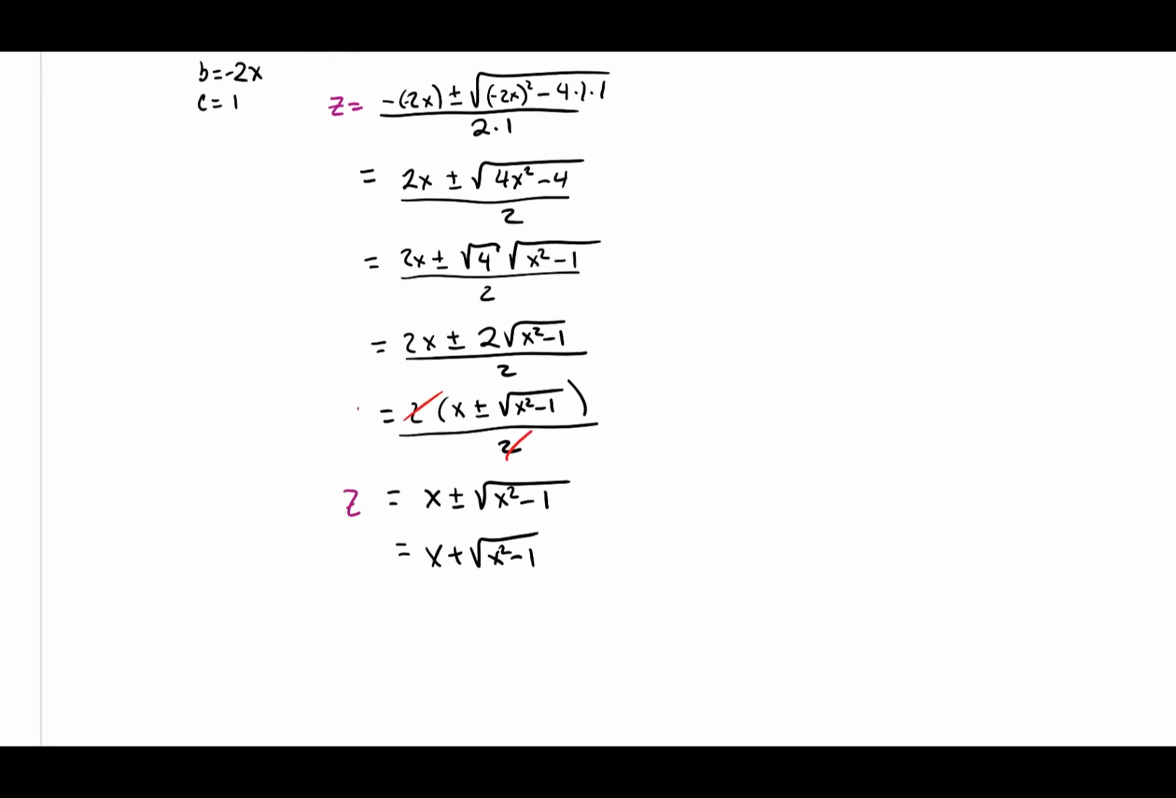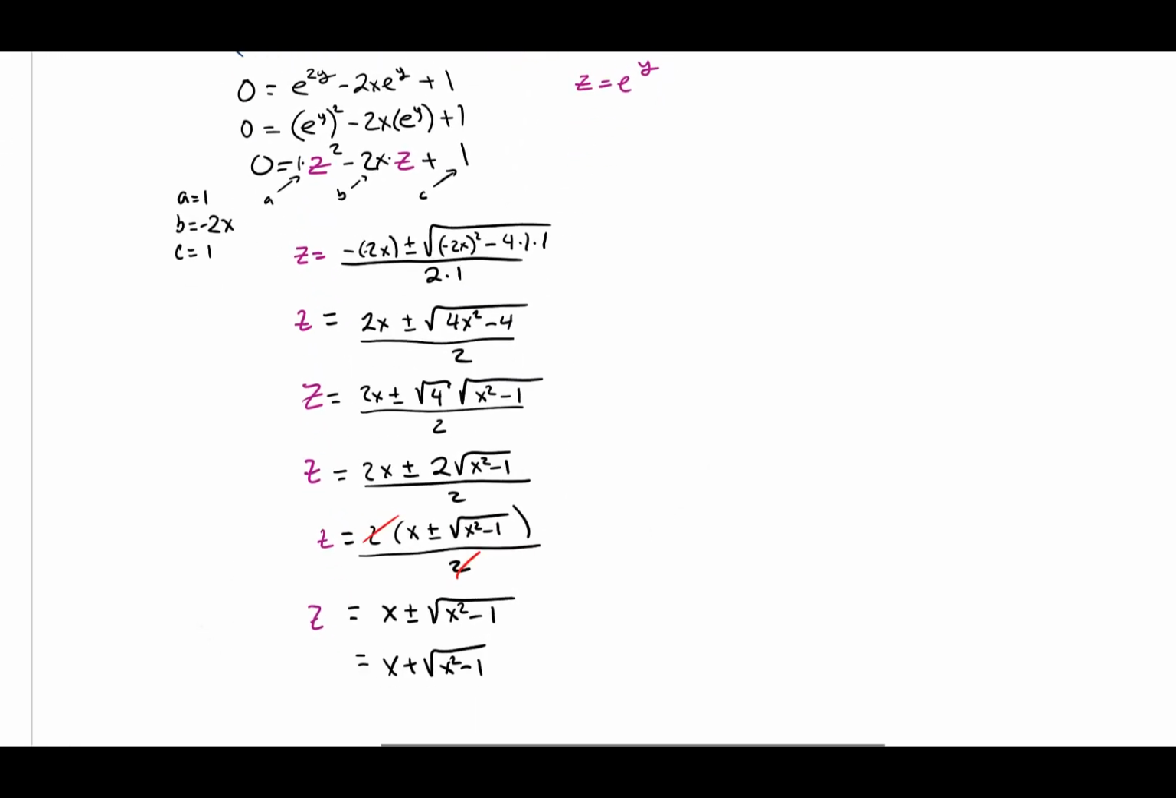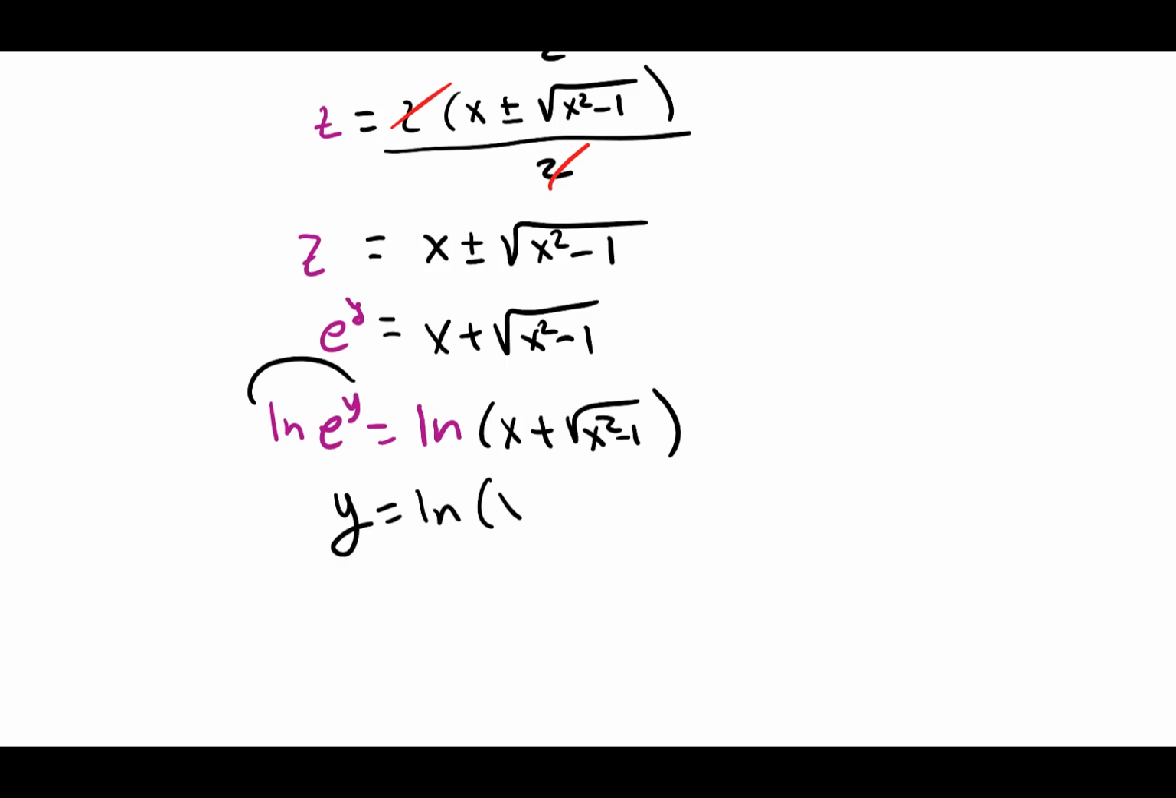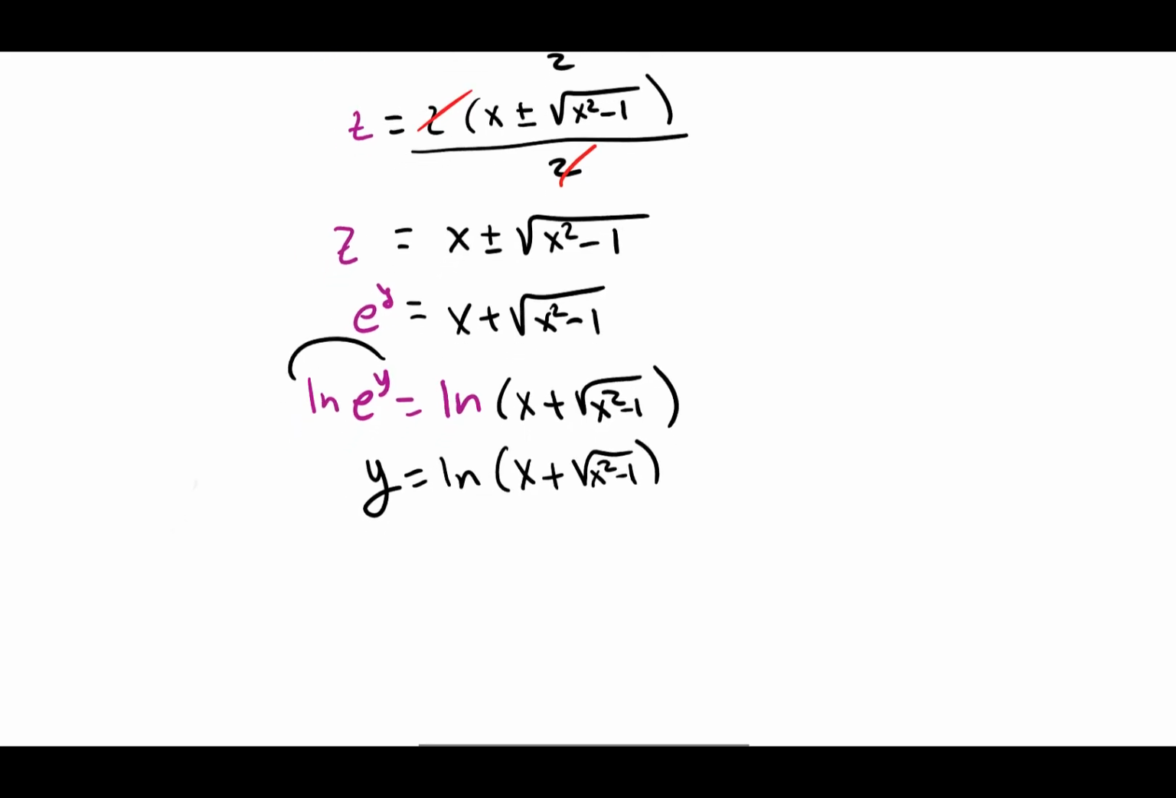But what was z equal to at the very beginning? Back there it was equal to e to the y. So let's hit both sides of this with a natural log, and we're going to have the natural log of e to the y is equal to the natural log of x plus the square root of x squared minus 1. Our y is going to fall to the front, and we're going to have that y is equal to the natural log of x plus the square root of x squared minus 1. And y, well, that was right there at the beginning, and that was inverse cosine hyperbolic of x, which is equal to the natural log of x plus the square root of x squared minus 1.